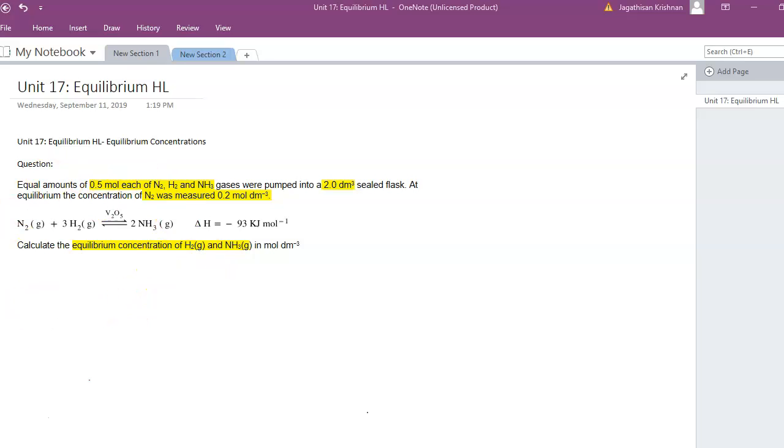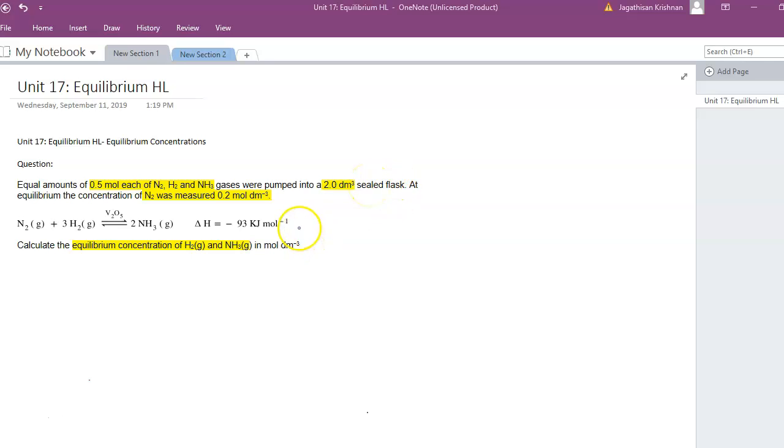It's the Haber process. So the question gives us both the number of moles of the reactants and products, as well as their volume. So let's break down the question and information given to us. In the question it says that there are 0.5 moles of nitrogen, hydrogen, and ammonia. So here I've highlighted all the important information for you. They are then put into a flask, which is 2 decimeter cubed.